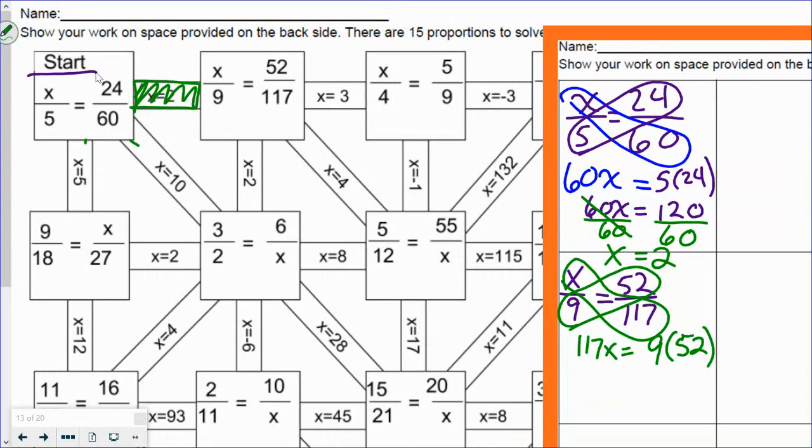But still make sure you're showing your work through this. For your computation, if you're using Desmos, you should still be able to show your work of what you're doing. So 117x equals our 468. Now remember, we're going to divide. Divide by what's with the variable. Don't need the equal sign or the x there. Then we're going to divide.